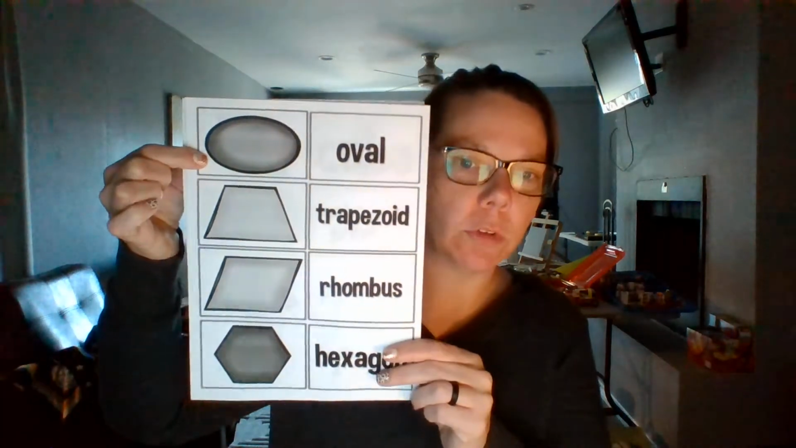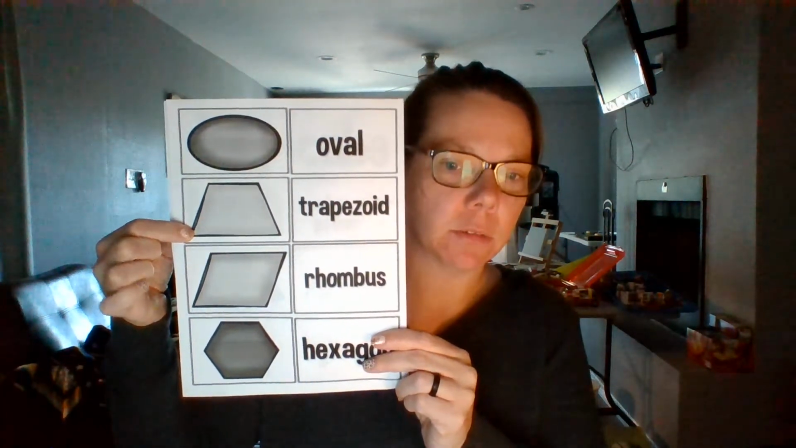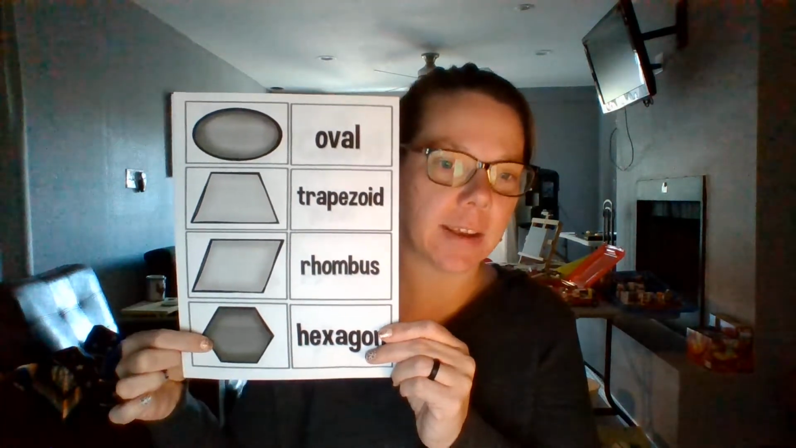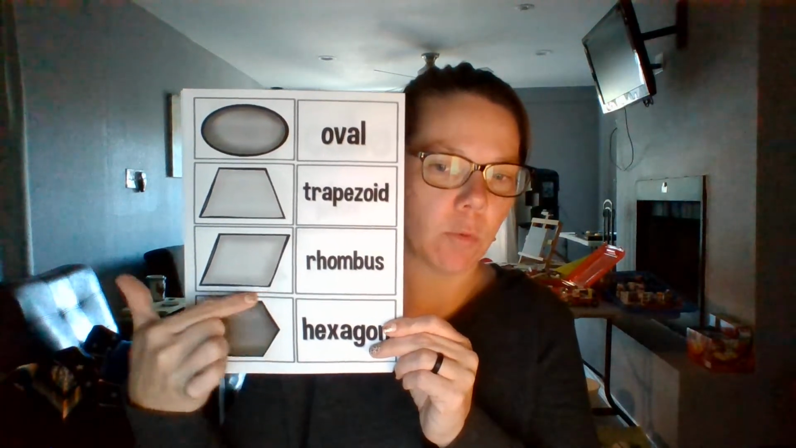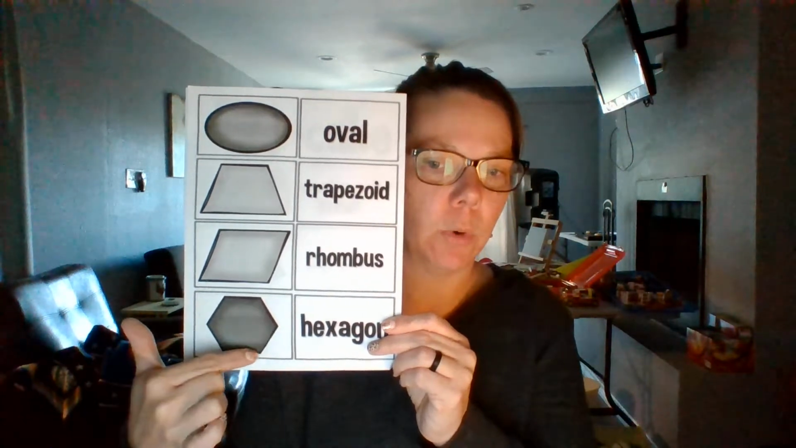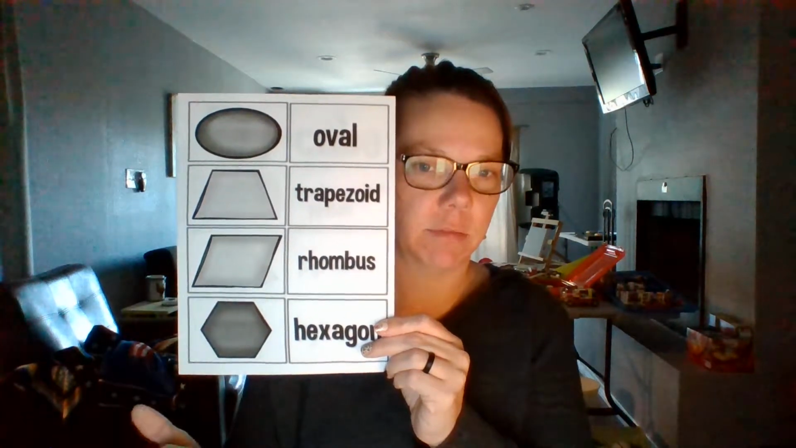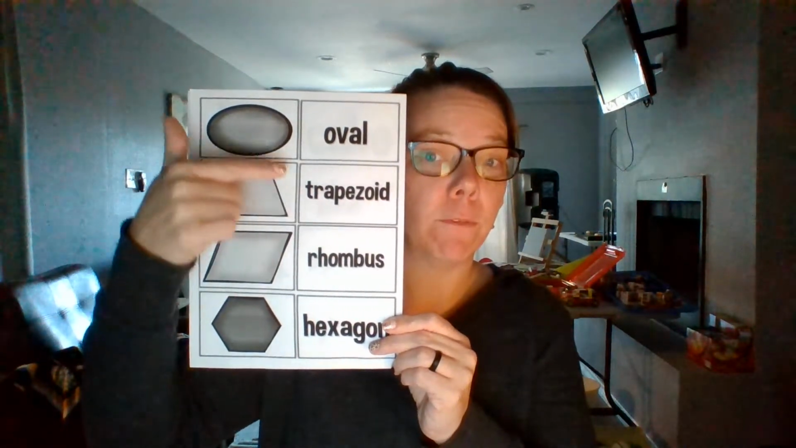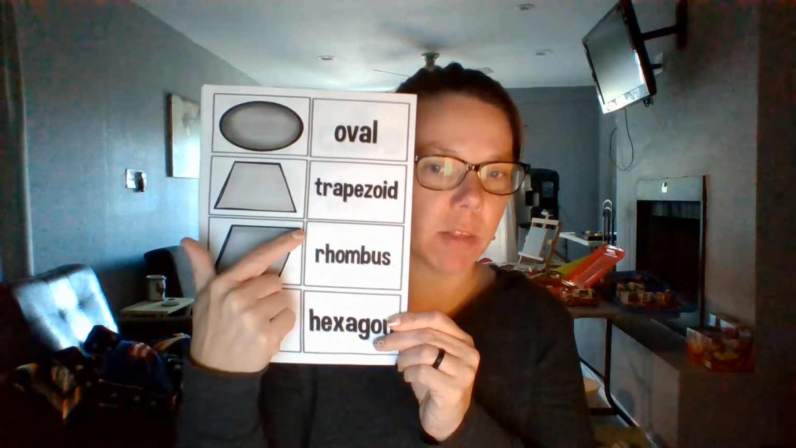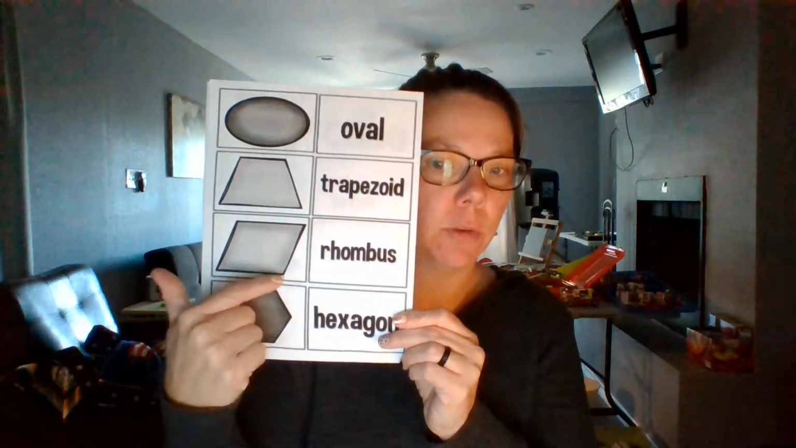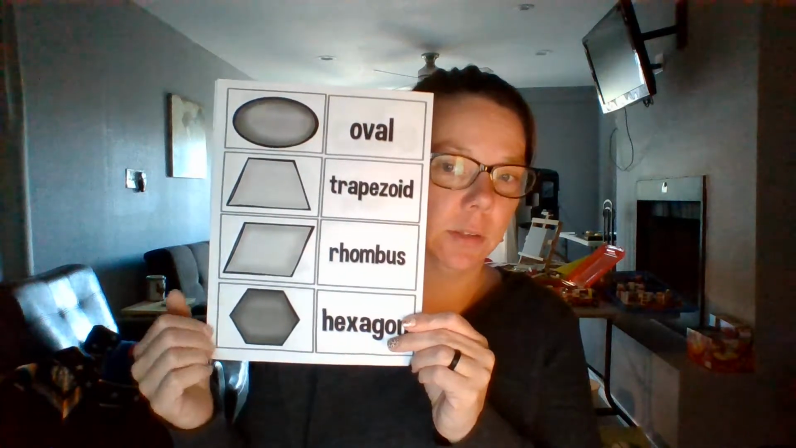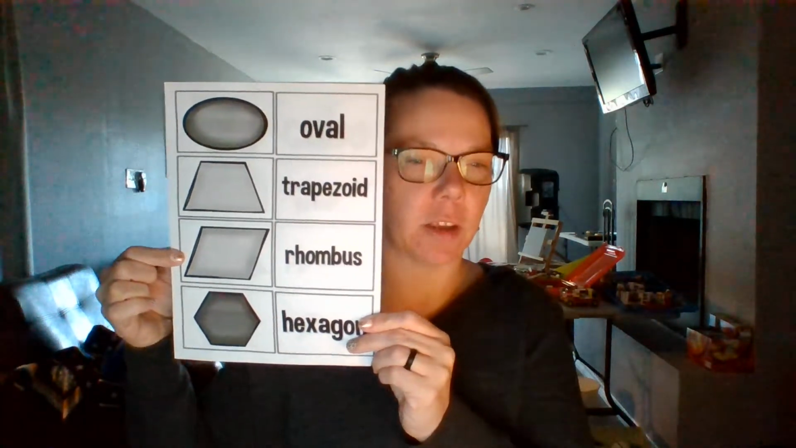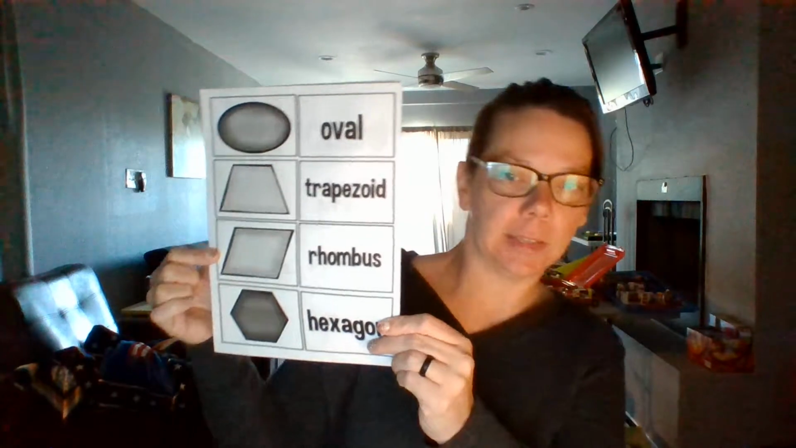So then we have oval, we have trapezoid, rhombus, hexagon. Remember, hexagon has 1, 2, 3, 4, 5, 6 sides. Okay? Trapezoid, 1, 2, 3, 4 sides. Okay? Rhombus also has 4. 1, 2, 3, 4. Okay? I always think of a rhombus as like a square kind of leaning. He's a leaning over square. Okay? I'm going to get into these 3D shapes.